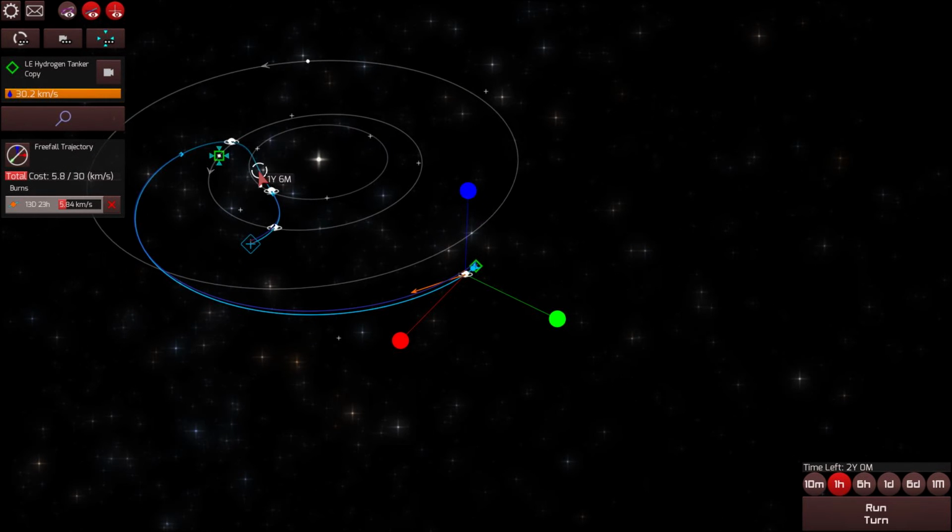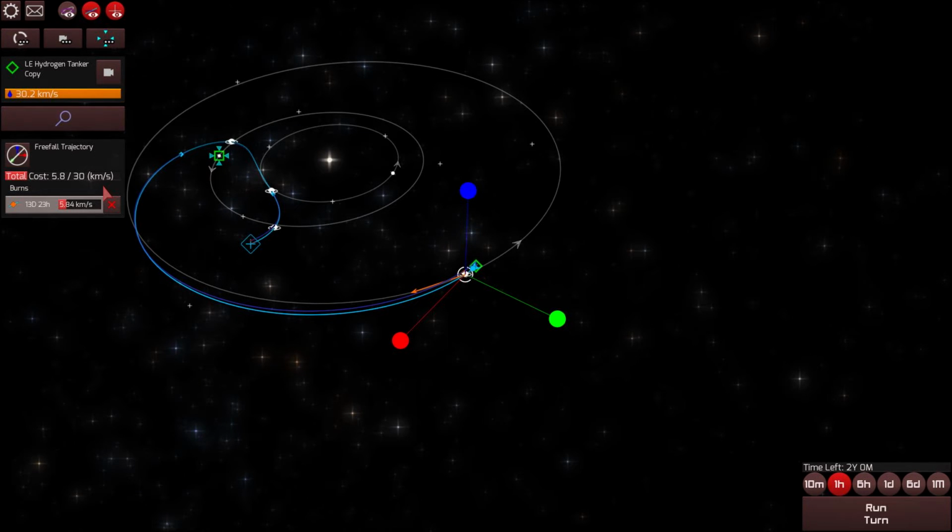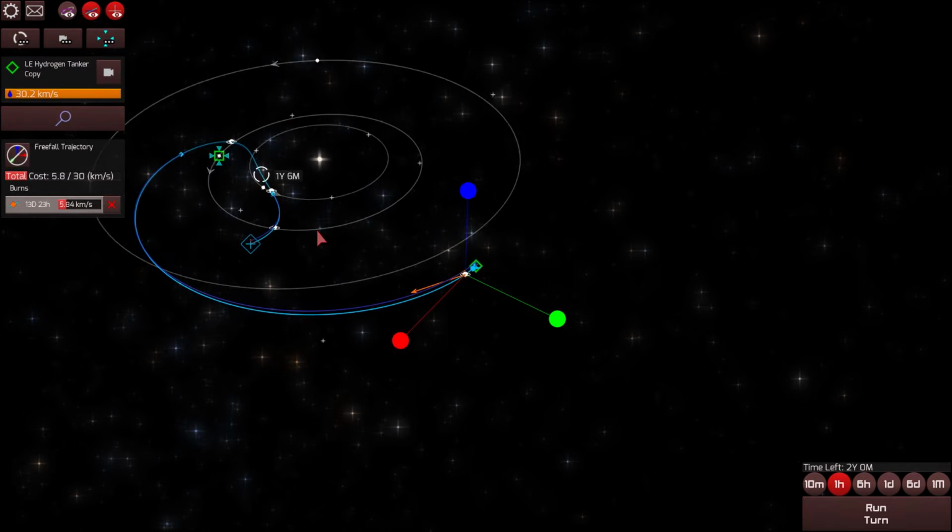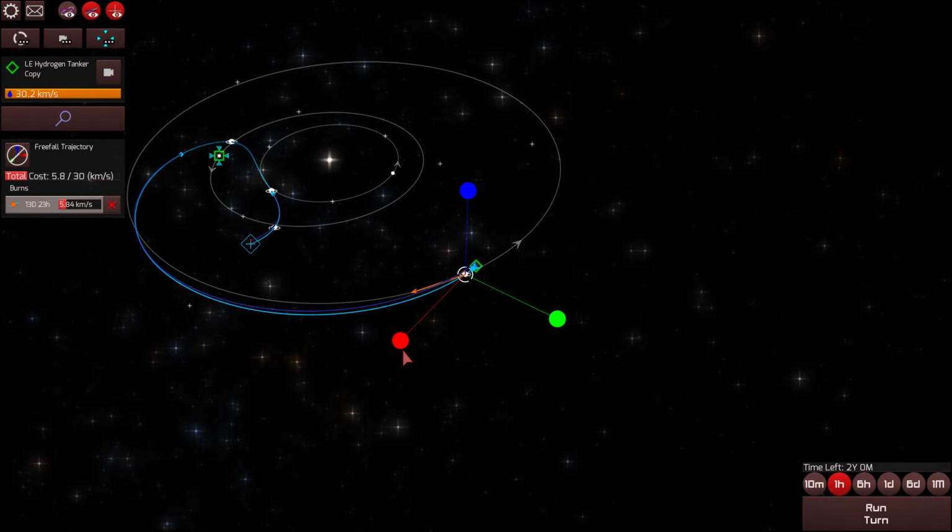We probably could do it, were it not for the fact that we have only 30 kilometers per second of Delta V. Oh, it looks like I picked a modified hydrogen tanker ship, so I have 30 kilometers per second of Delta V as opposed to 22.7. Okay, well, I guess I'll just go with that, but hopefully we'll be able to complete the mission in 22.7 kilometers per second of Delta V, which I think the stock hydrogen tanker has, and I'll show you the design of my hydrogen tanker afterwards if you want to also use that same type of design to complete the mission.